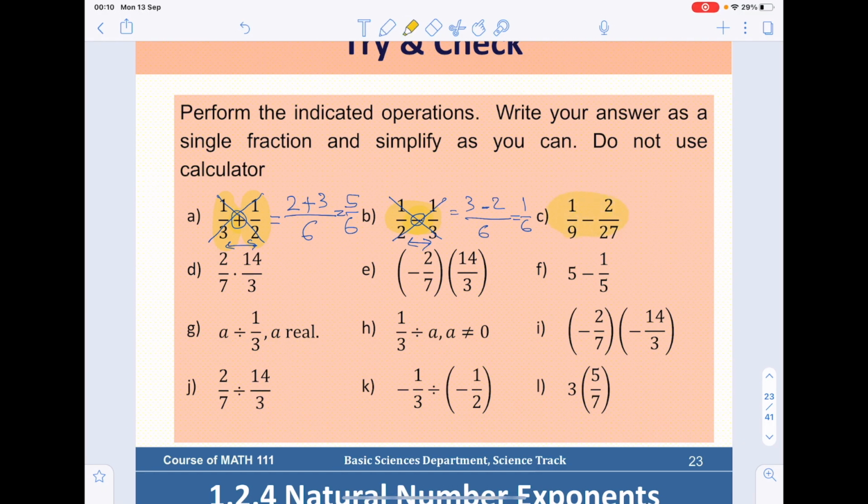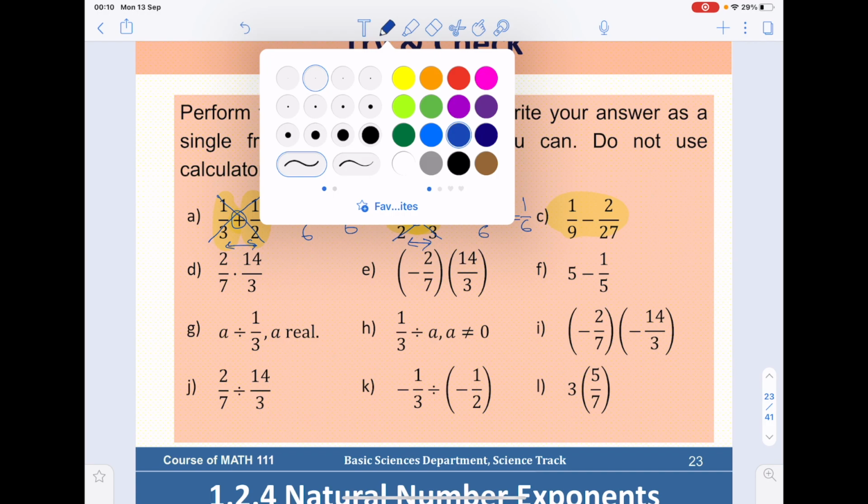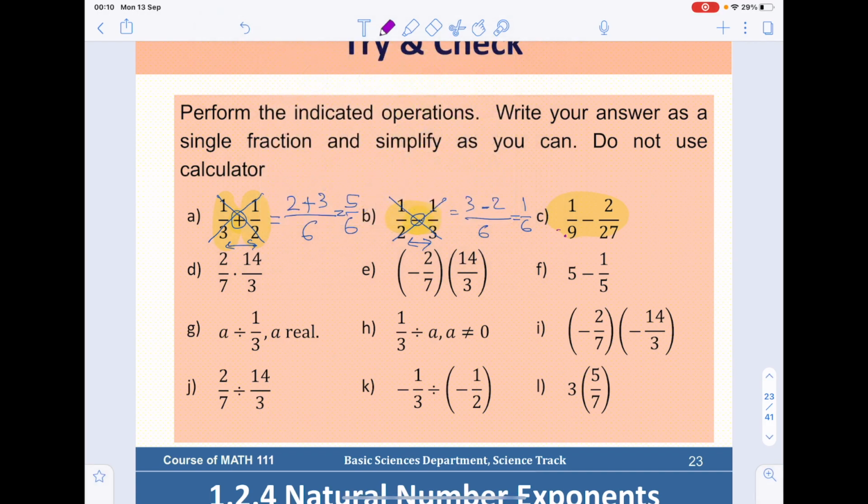In this question, I have different denominators, but if I multiply the first fraction by 3 up and down, I will get the same denominator as the second fraction. So the new fractions I will have are 3 over 27 minus 2 over 27. Here I don't have to change both fractions. It's enough to change only one fraction to get the same denominator. Now I have the same denominator, I will put 27, and then subtract the numerators. So the answer would be 1 over 27.